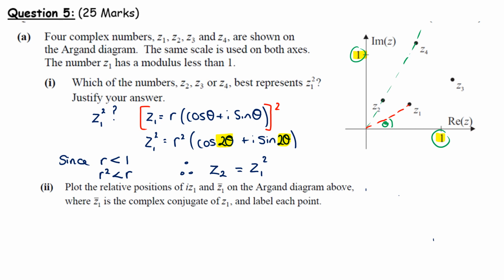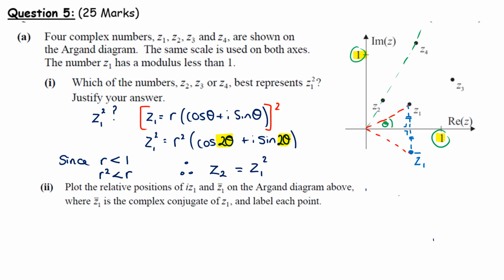Then it says plot the relative positions of iz1 and z1 bar, which is the conjugate, and label each point. This is going to be rough because I'm on the laptop, but you need to measure this out properly. The conjugate is the image of the complex number under axial symmetry. What that means is it's going to come straight down, that should be perpendicular, and this length should be equal to this length, and you do that with a ruler. It's not a guess. And you should be able to make effectively a little triangle.